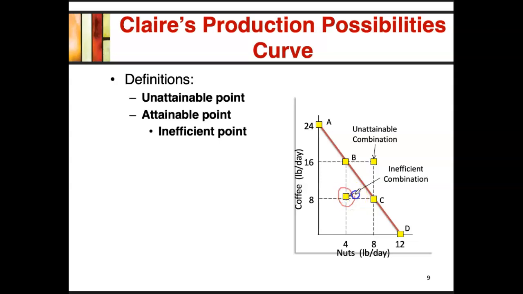But then we have what we call the inefficient point, or the inefficient combination. We call it the inefficient combination because she's not using all her resources to maximize her benefits. So she's not maximizing her resources. For example, at this point, she's producing 4 pounds of nuts and 8 pounds of coffee.